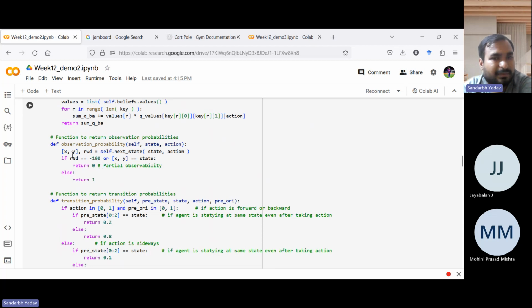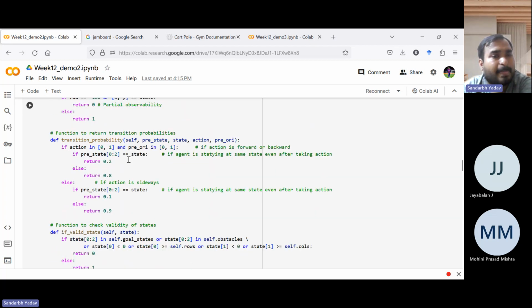Based on the current state and action, you will get the next state and then the reward also. If your reward is minus 100, that means you have collided, so it will return zero, and otherwise it will return one. This is the only information which you have. So this basically returns observation probabilities.